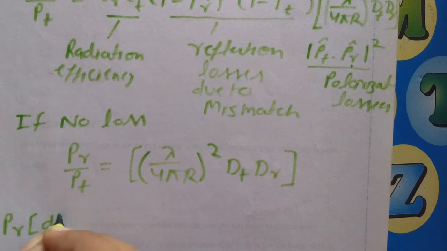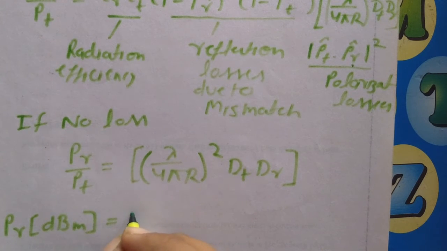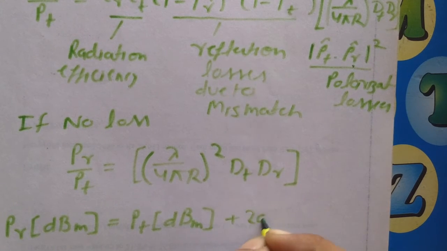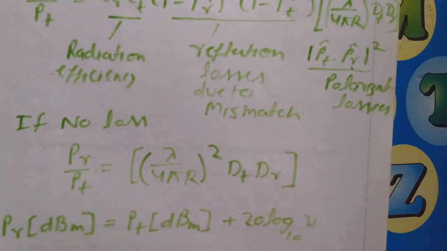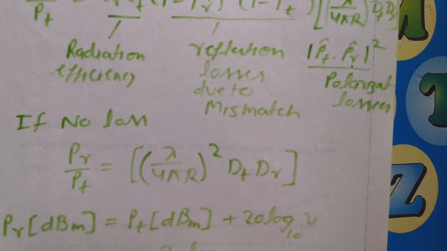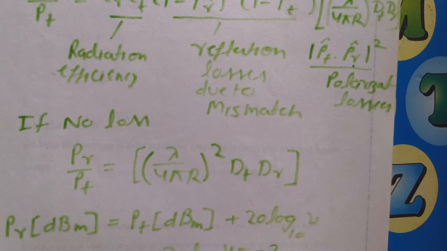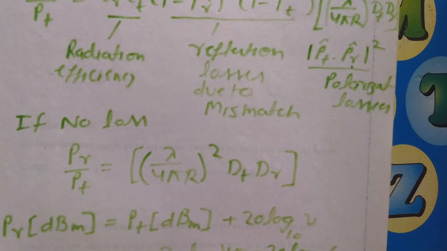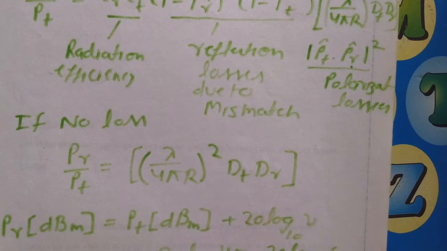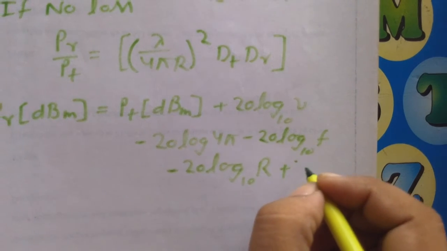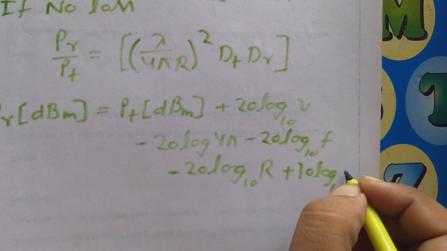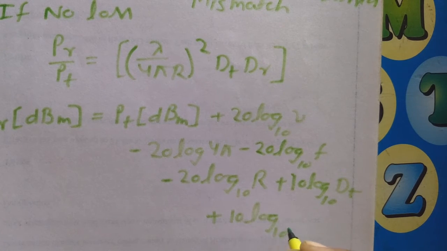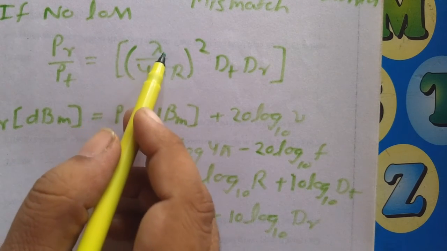PR in dBm equal to PT in dBm plus 20 log base 10 v minus 20 log 4 pi minus 20 log base 10 f minus 20 log base 10 r plus 10 log 10 DT plus 10 log 10 DR. Now you can see here lambda is equal to V by F.